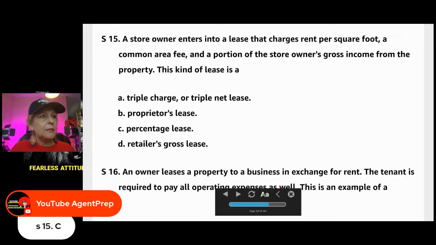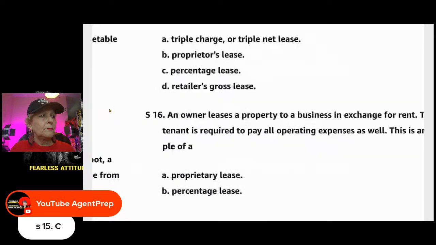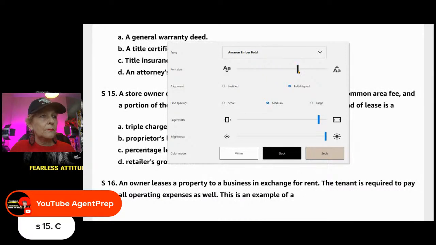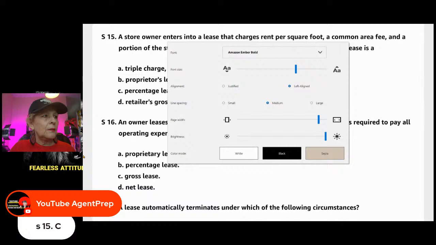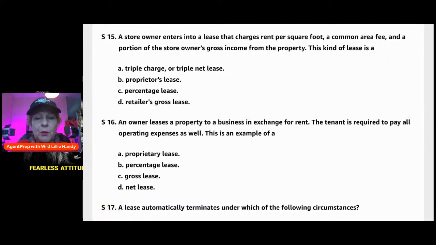All right, number 16. Okay, number 16. An owner leases a property to a business in exchange for rent. The tenant is required to pay all operating expenses as well. This is an example of A, a proprietary lease, B, a percentage lease, C, a gross lease, or D, a net lease. So the tenant is required to pay all operating expenses.